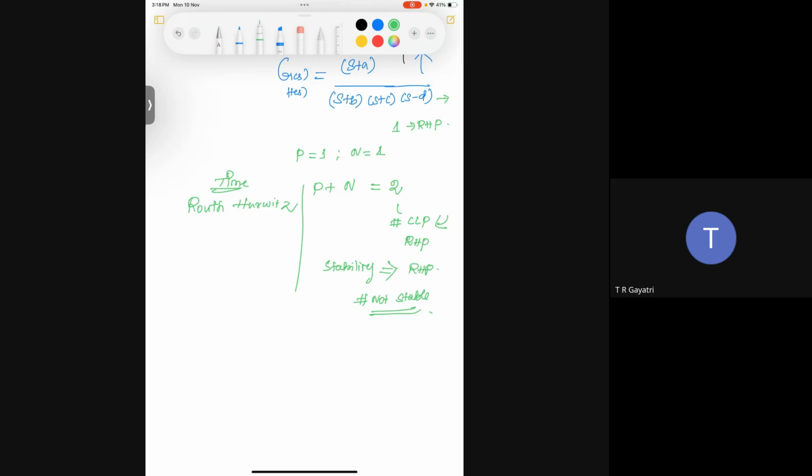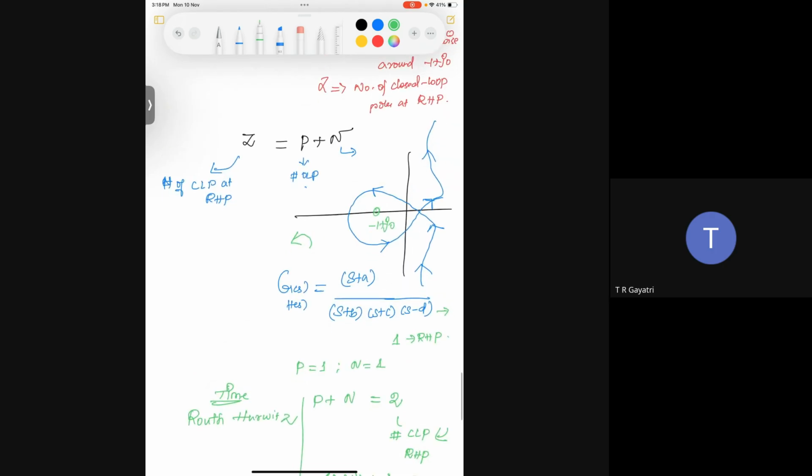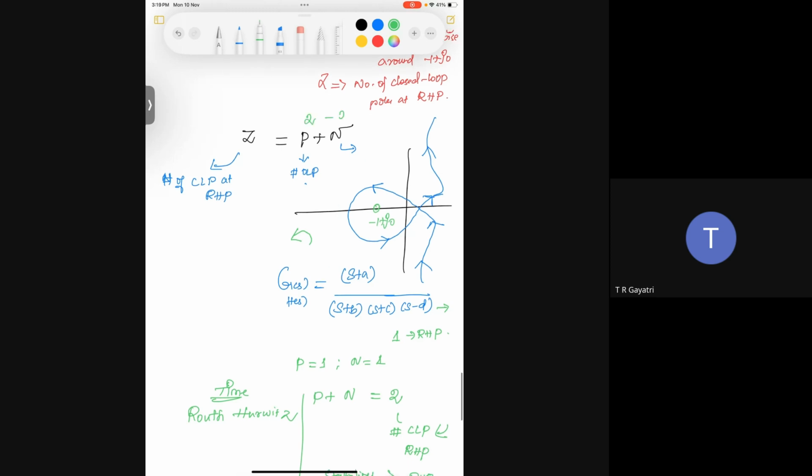Ma'am, P is equal to 0 and N is equal to 0 for stable systems, is it? We cannot tell like this. So when we can have something like this, no? That also will make a closed loop pole. So if it is clockwise, then we take it as negative, is it? Yeah, then the formula will change. Just stick to one formula. Many textbooks have different formulas. It would be something like N minus P equal to Z when considering clockwise. Okay, so stick to one formula.